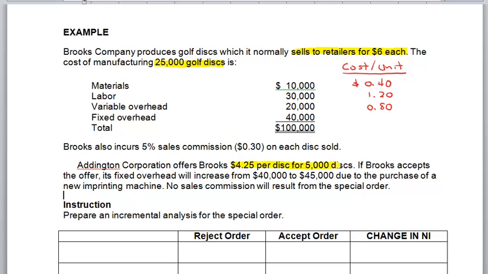$4.25 for 5,000 discs. If Brooks accepts the offer, its fixed overhead will increase from $40,000 to $45,000 due to the purchase of a new imprinting machine. No sales commission will result from the special order. So the instructions want us to prepare an incremental analysis for the special order, where we're trying to decide, should we take on this special order?